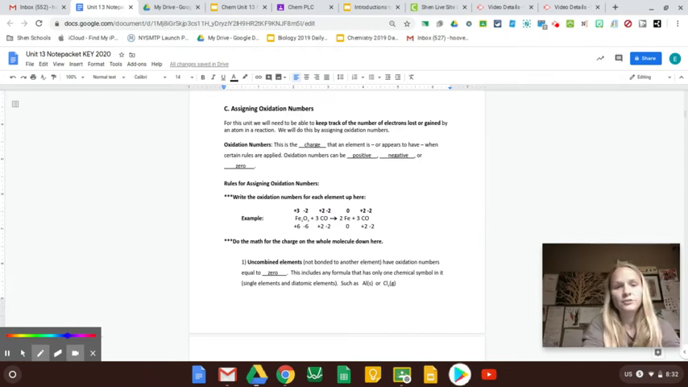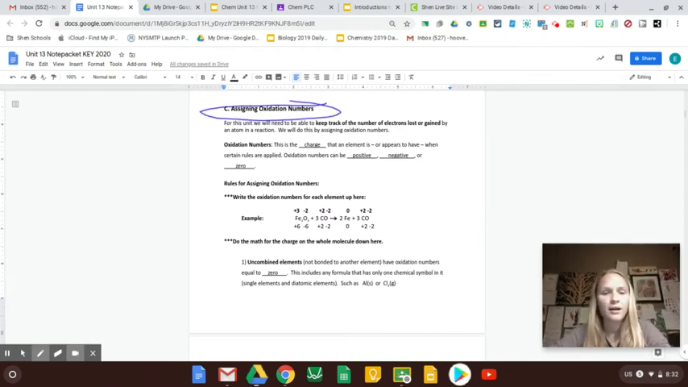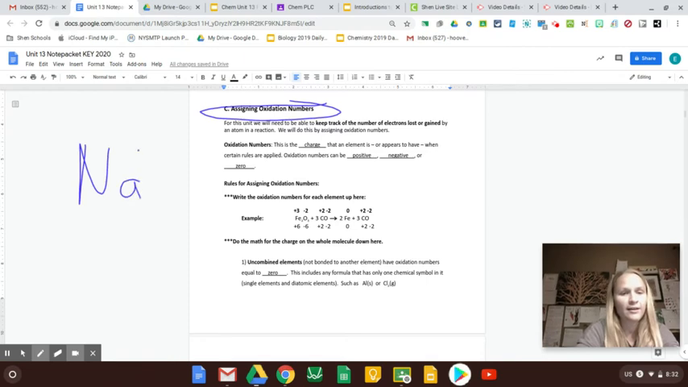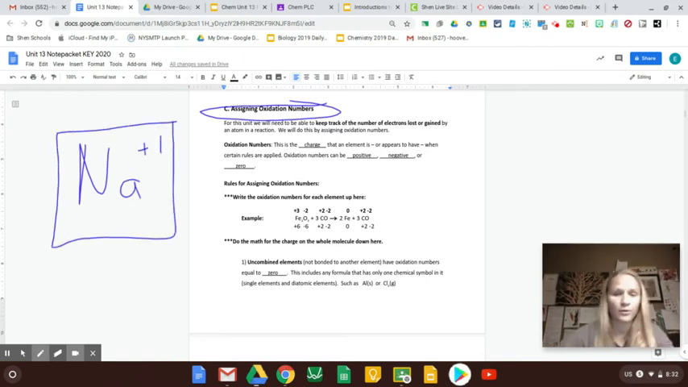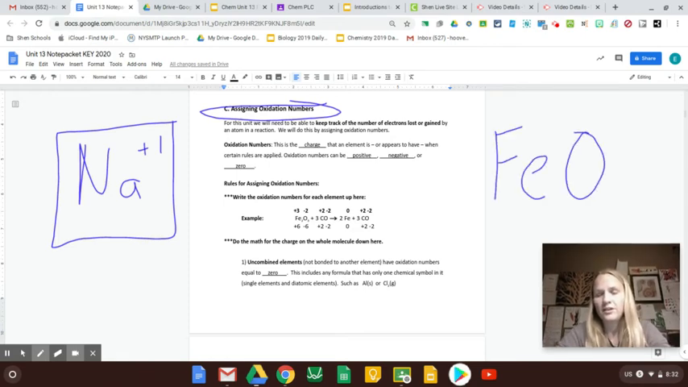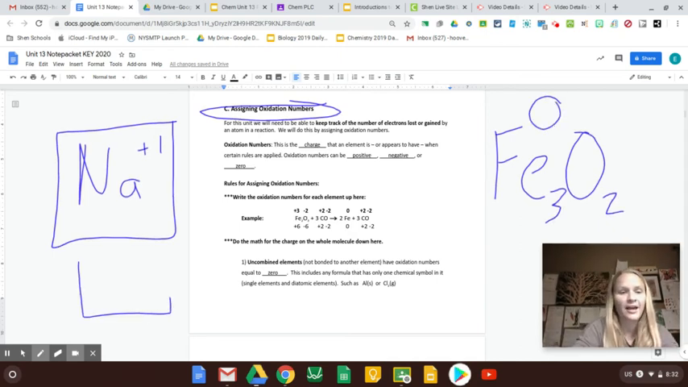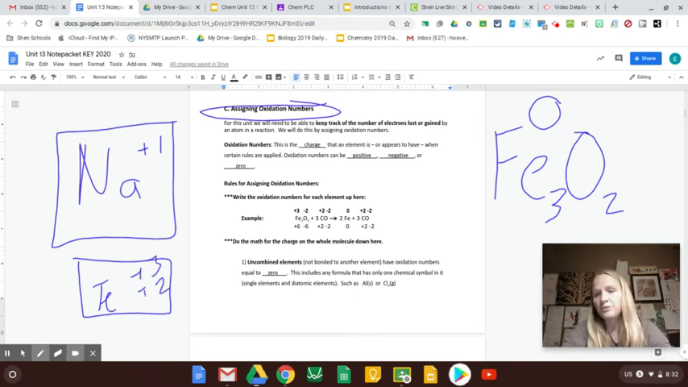Okay, so how do you assign oxidation numbers? Like I said, they are the number in the top right corner. But another thing to remember, and we did this in bonding, is that sometimes there are multiple possible choices. Like if you look at Fe, it says +3 or +2. So what do you do? Well, you skip Fe and you go to O. O only has one negative choice.